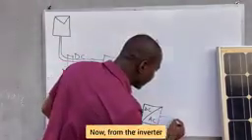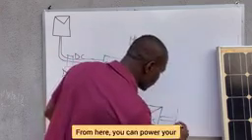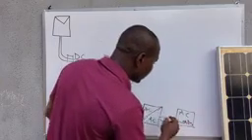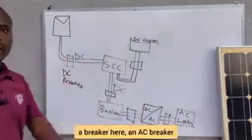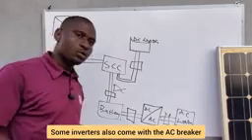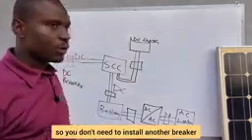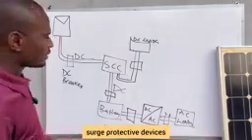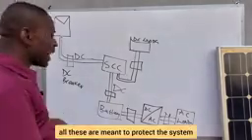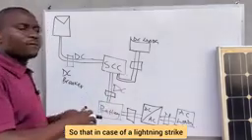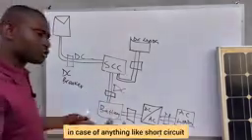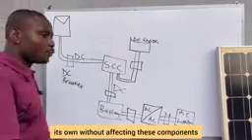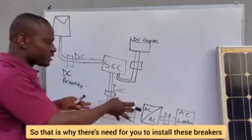Now, from the inverter, we have our loads. From here, you can power your AC loads. You also need a breaker here, an AC breaker. Some inverters also come with the AC breaker, so you will not need to install another breaker. Then there are other components like the surge protective devices, the thunder arrestors. All these are meant to protect the system so that in case of a lightning strike or a short circuit, the system should be able to shut down on its own without affecting these components. So that is why you need to install these breakers.